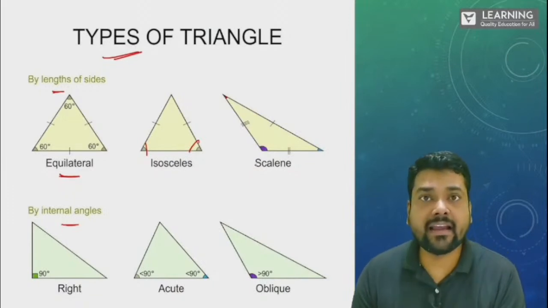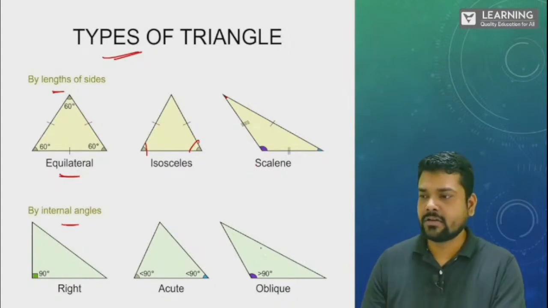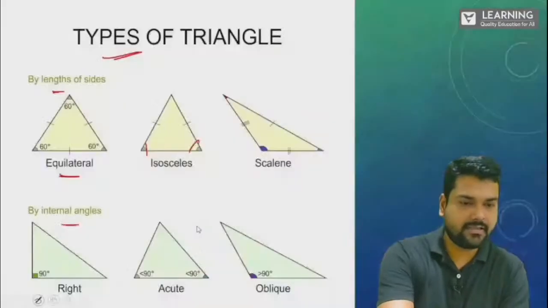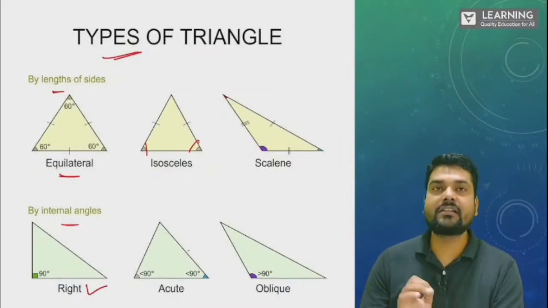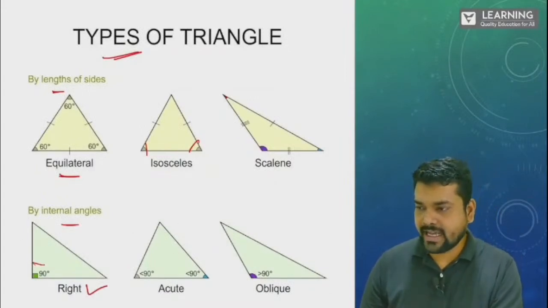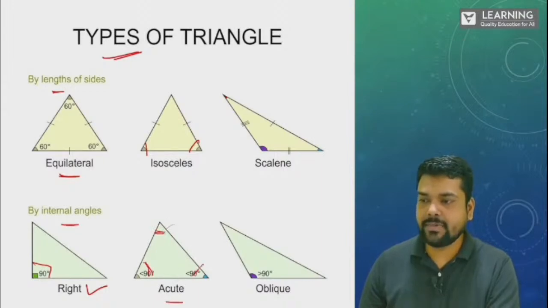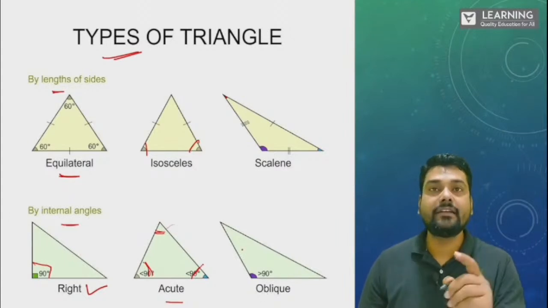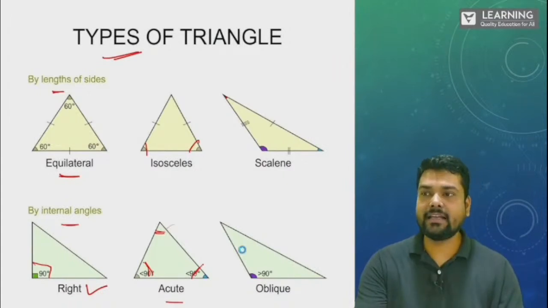By angle. Okay, now we are going to divide the types of triangle using angle. So first is the right angled triangle. You can see it over here. In a right angled triangle, one of the angles is 90 degrees. In acute, all of the three angles will be less than 90 degrees, and in obtuse it is greater than 90 degrees. So we have these three types of triangles.